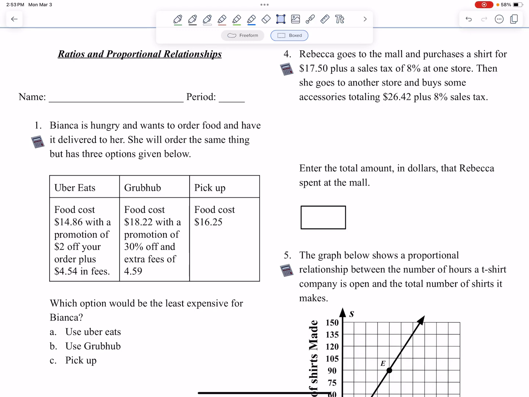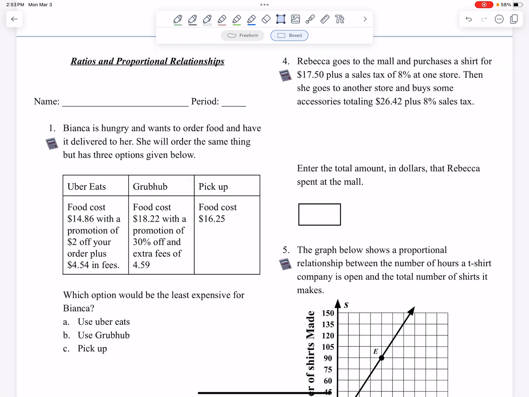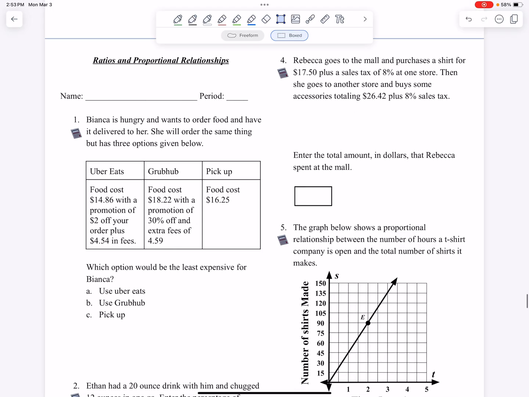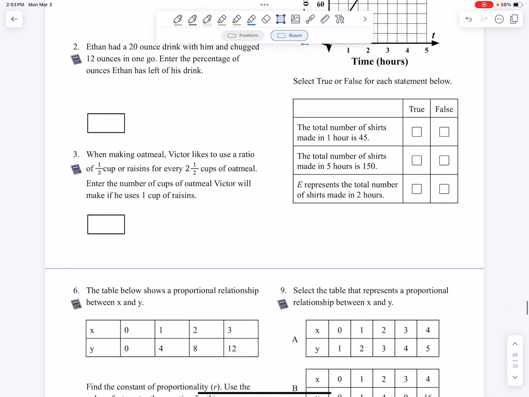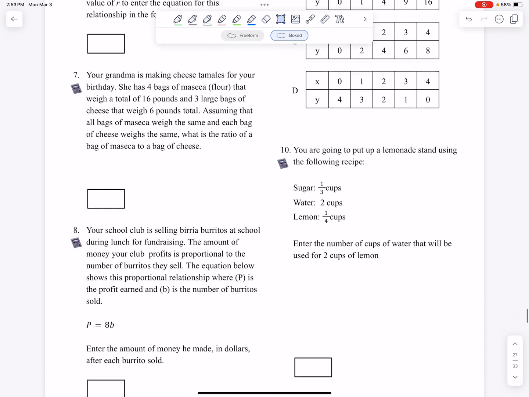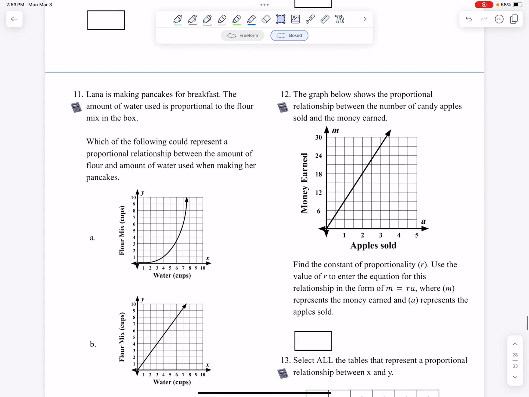Welcome back, everybody. We are going to be working with ratios and proportional relationships for our 7th grade class. So let's start by taking a quick look at the overall thing. It looks like I already see graphs. I see a bunch of calculators. Wow, since the beginning. So I think we're going to be able to use a calculator the whole way through. Awesome.